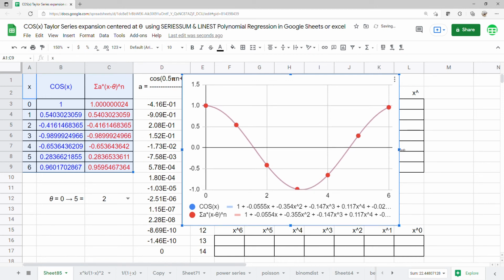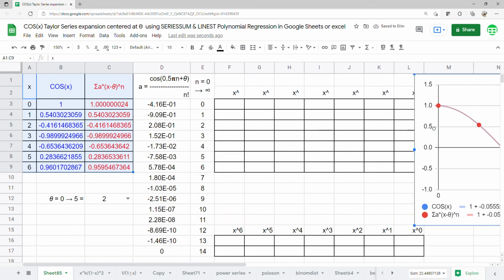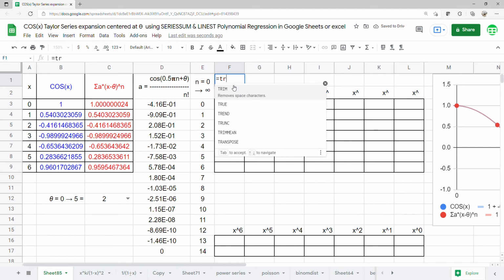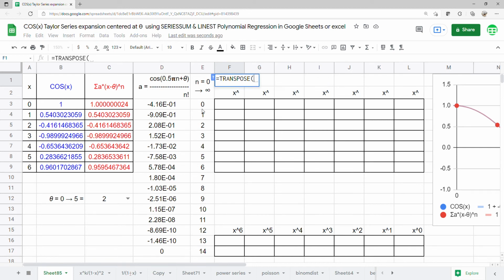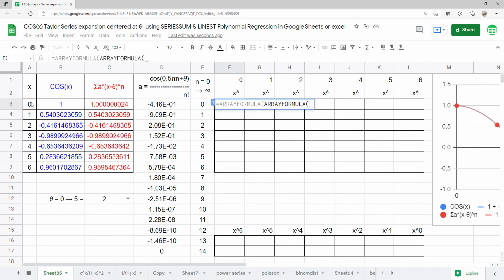We'll calculate this polynomial regression coefficient using LINEST. To do that, we complete the LINEST matrix, starting with the power. Transpose 0 to 6. And the elements of the matrix. So this is equal to array formula. Array formula of the x values raised to the power 0 to 6.